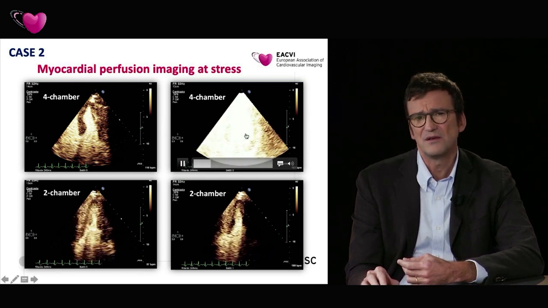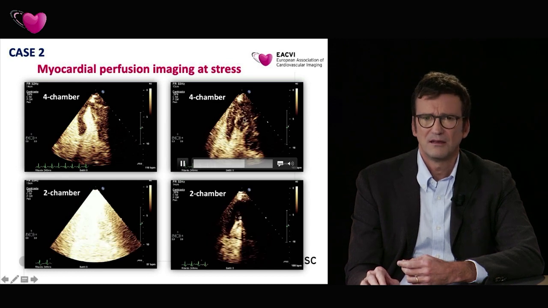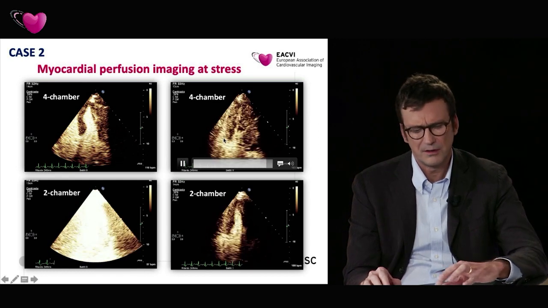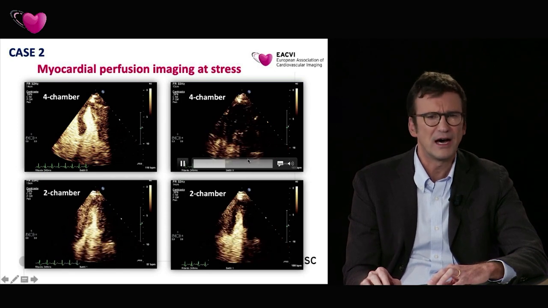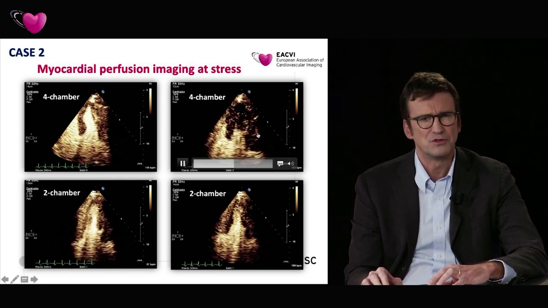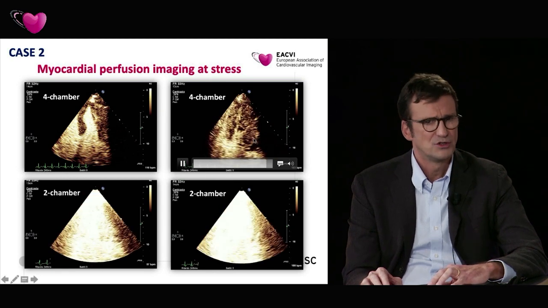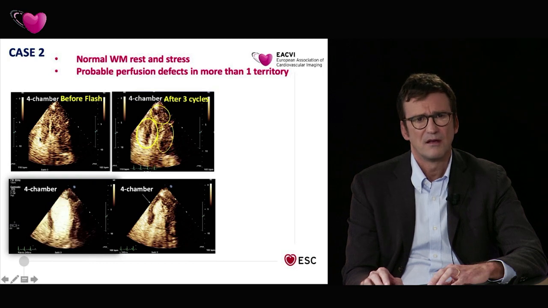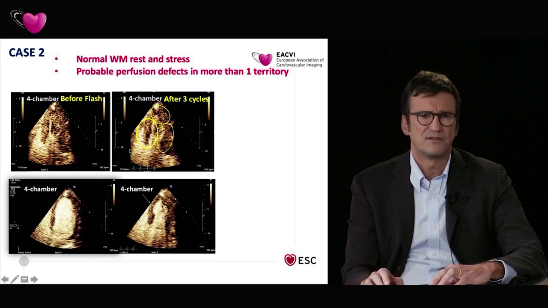While in this case you can see several defects actually, which are probably in different coronary territories. So I would call this, well, I would have doubts, probably positive perfusion, so abnormal perfusion at stress, but I'm not so sure as a clinician in this case. You can see all the defects that you have at 2 seconds after the flash impulse.